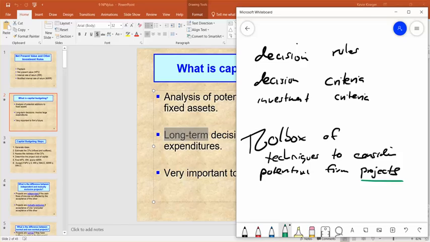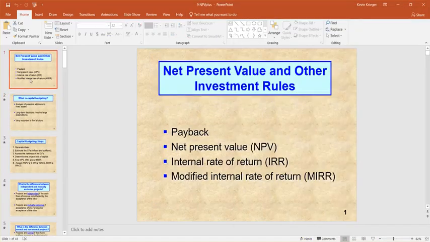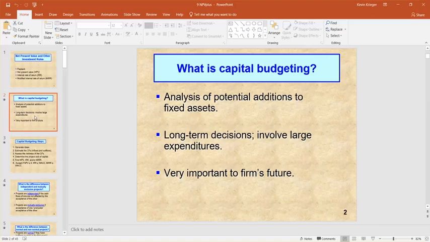And I tend to think of things like opening a new factory to manufacture a new product. It's a big decision, costs a lot of money, has a long time horizon. Should we do it or not? And we have tools in our toolbox like payback period, NPV, IRR, MIRR that are going to help us make the right decision regarding a project.